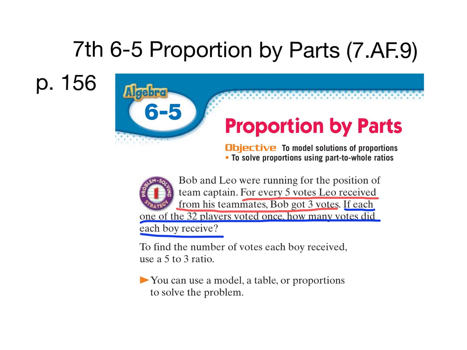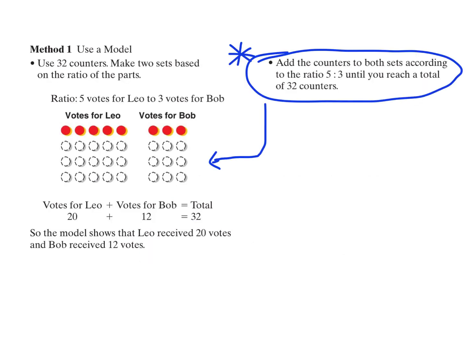that Leo got 5 votes for every 3 votes that Bob got. There's a few different ways that we can go about solving this. We'll look at them here in a minute. One way of doing this is to make a model.